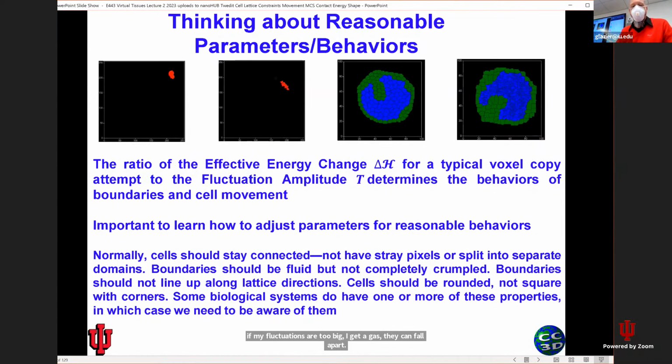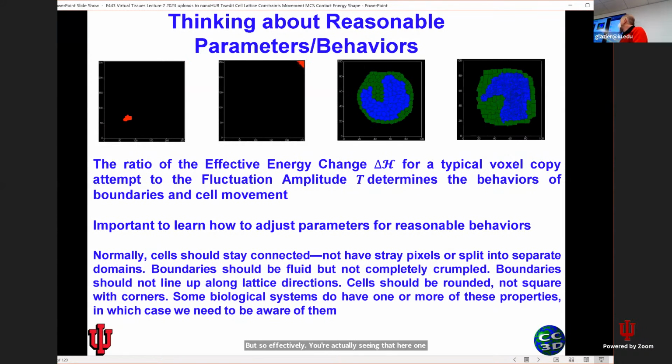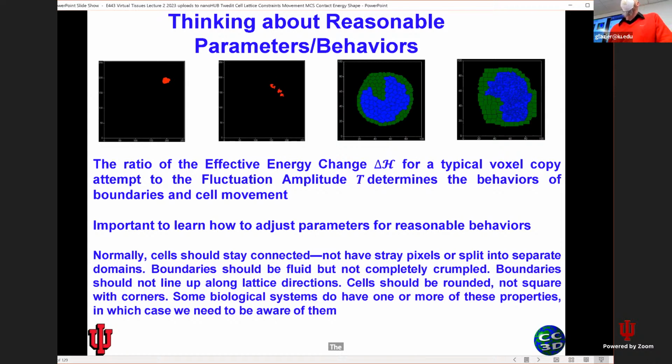And so effectively, you're seeing that here in the one on the top right. The green cells are effectively frozen, they're solidified. The blue cells are gaseous. And what I want is something like the leftmost picture, or the cluster of cells on the left-hand side, where the cells have fluctuations, they can move relative to each other, but they're staying as a compact object.